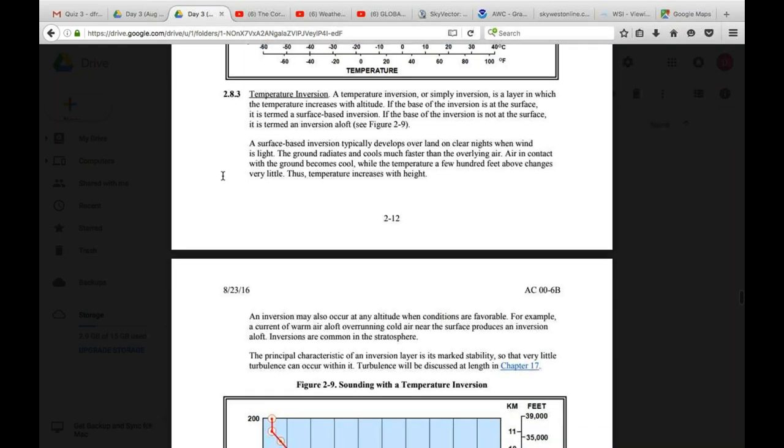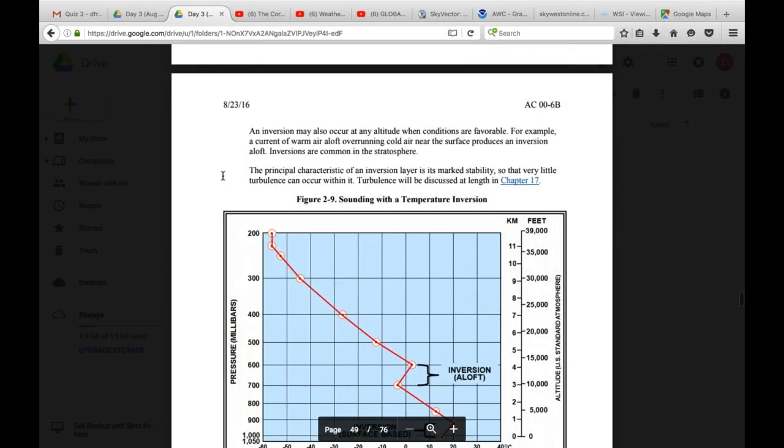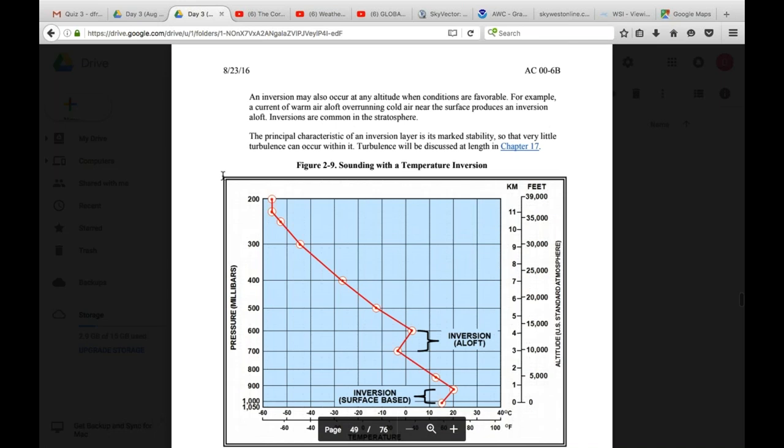Surface-based inversion typically develops over land on clear nights when wind is light. The ground radiates and cools much faster than the overlying air. Air in contact with the ground becomes cool, while the temperature a few hundred feet above changes very little. Thus, temperature increases with height. An inversion may also occur at any altitude where conditions are favorable, for example, a current of warm air aloft overrunning cold air near the surface produces an inversion aloft.